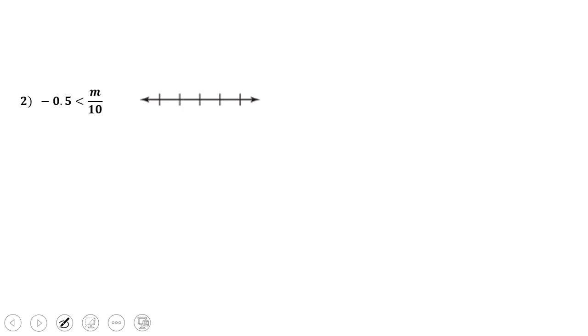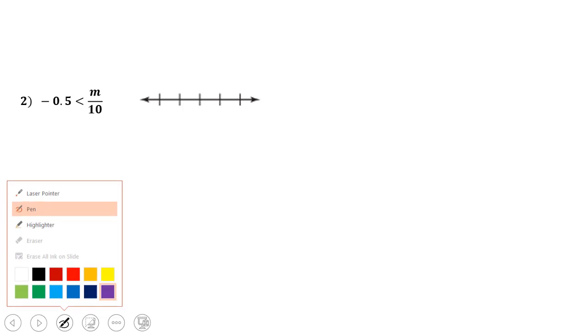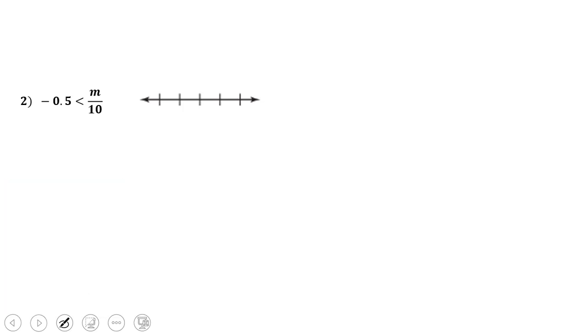Our next example. 2. We have negative 0.5 or negative 5/10 less than m divided by 10. So we want to, 1, isolate m. How do we do that? Inverse operations, which means we're going to multiply that side by 10. And we're going to get m because these two cancel out. Our inequality is going to stay true because we're going to multiply both sides by that positive 10. That's case 1, positive 10.